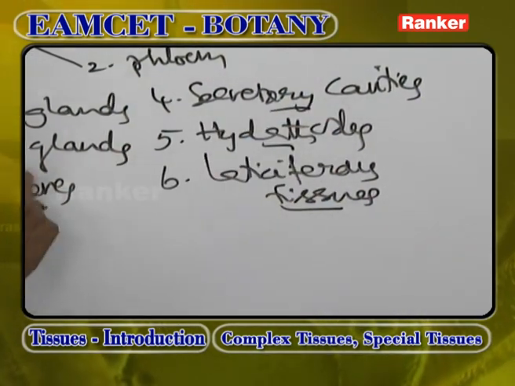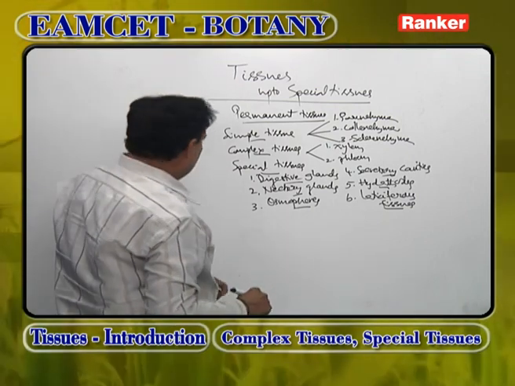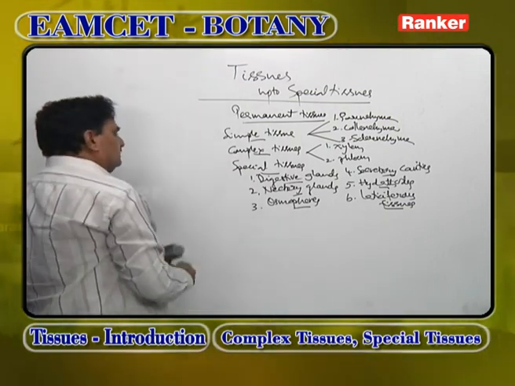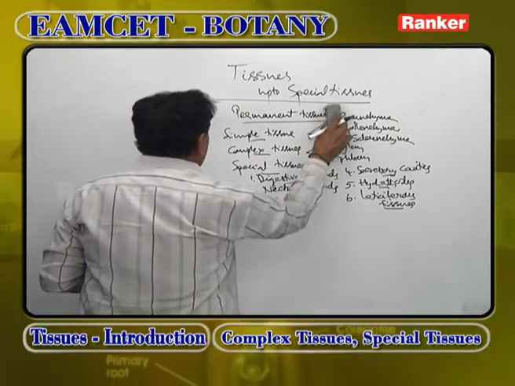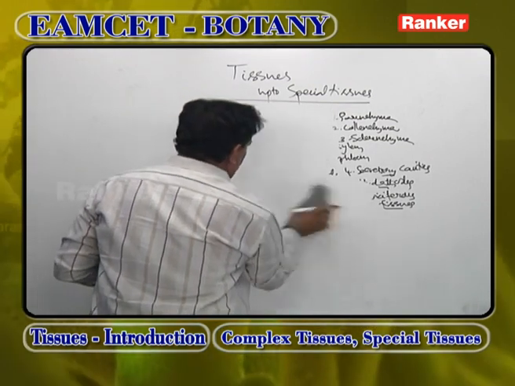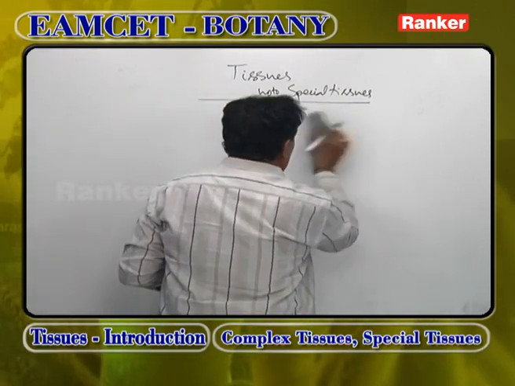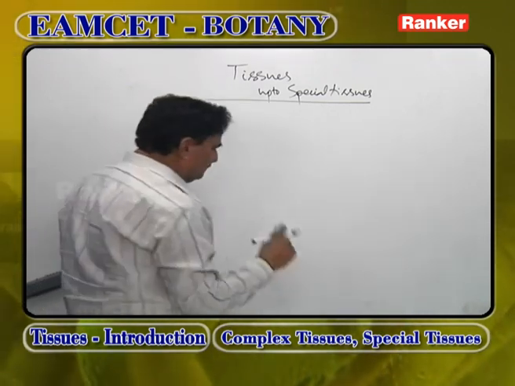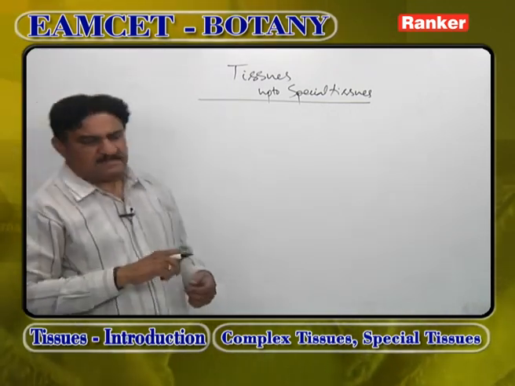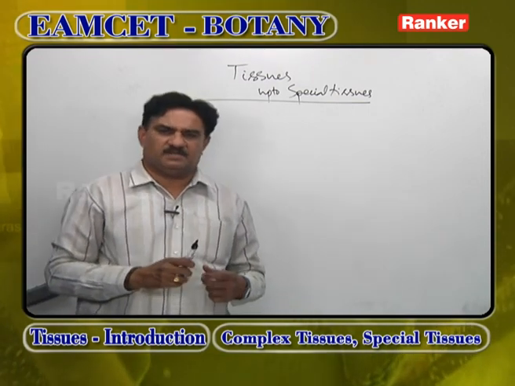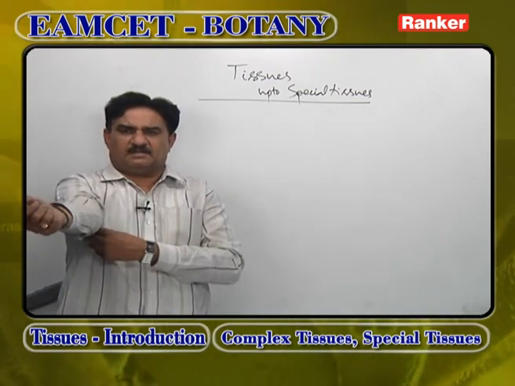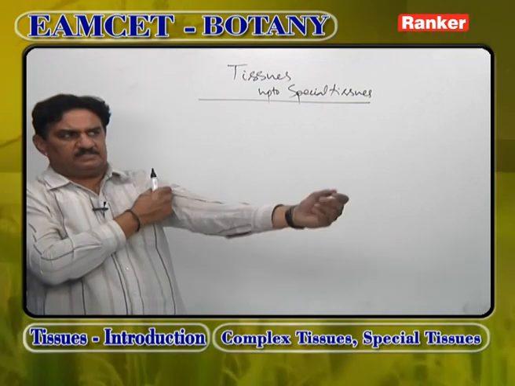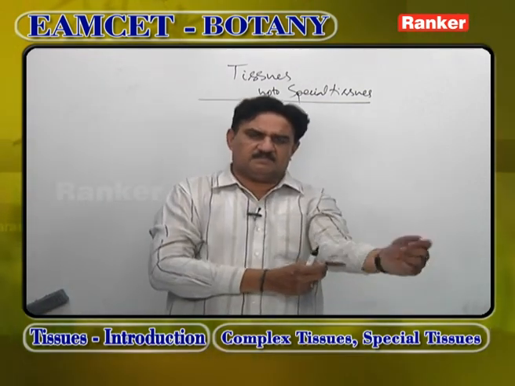These are special tissues. Today we discussed right from meristematic tissues, important types of meristematic tissues, right from permanent tissues, that means simple tissues, complex tissues, special tissues. Simple contains parenchyma, completely living tissue, collenchyma, living mechanical tissue, sclerenchyma, dead tissue helping in providing mechanical support.